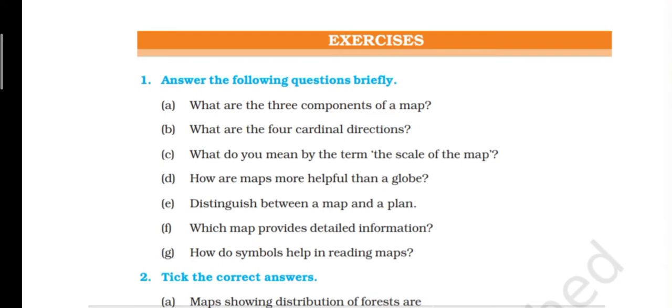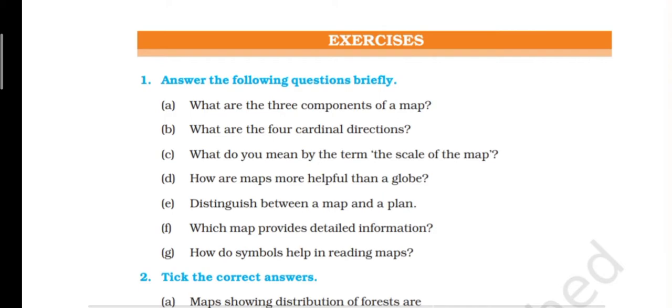Now number E is, distinguish between a map and a plan. Here, children, again you are going to make two columns. You will write map on the left hand side and plan on the right hand side. The first point of difference is their definitions. A map is a representation of the earth's surface or a part of it drawn on a flat surface, whereas a plan is a drawing of a small area on a large scale.